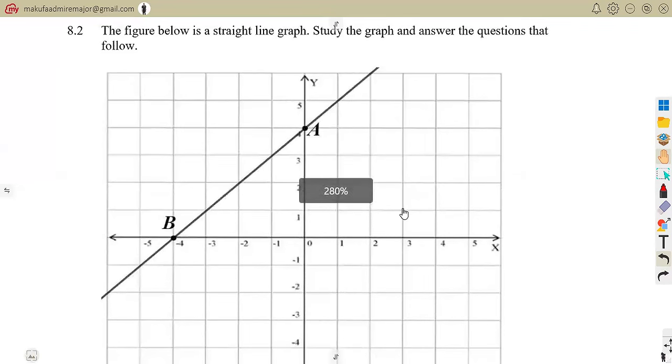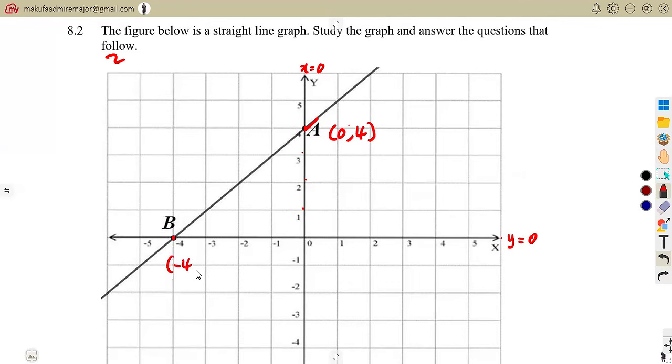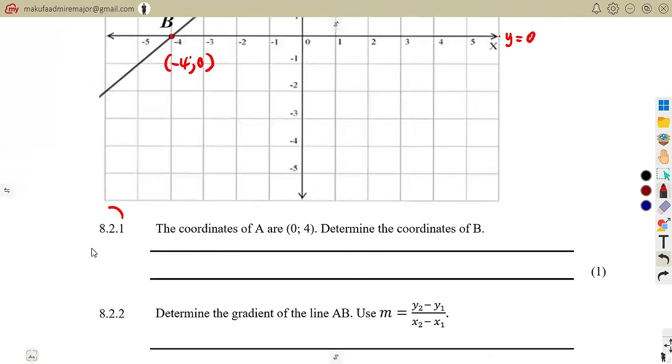8.2, we are given the figure below, a straight line graph. Study the graph and answer the questions that follow. We are given a straight line, we have got point A, which is at 1, 2, 3, 4. Remember this is on the y-axis, where x is equal to 0. So the point is 0, 4. This is the x-axis where y is equal to 0. So the point B there is minus 4, 0. Remember, a point is made up of x followed by what? Followed by y. So they are saying on question 8.21, calculate the coordinates, all right? The coordinates of A is 0, 4.